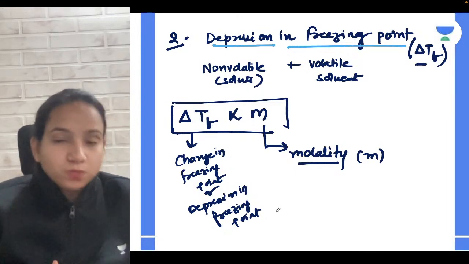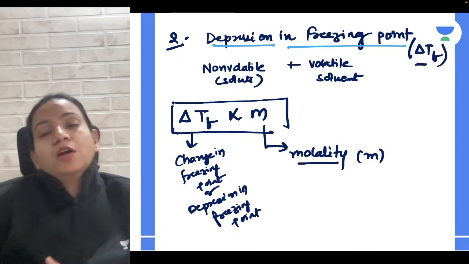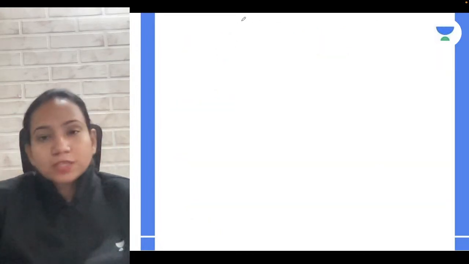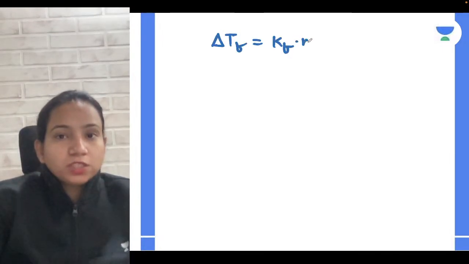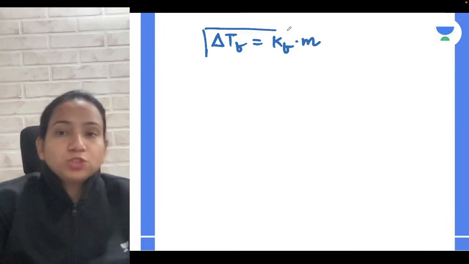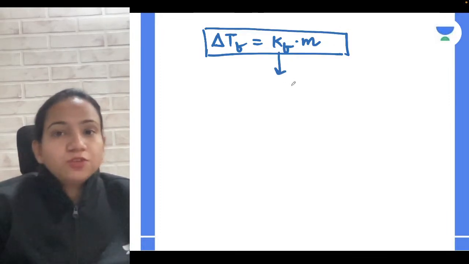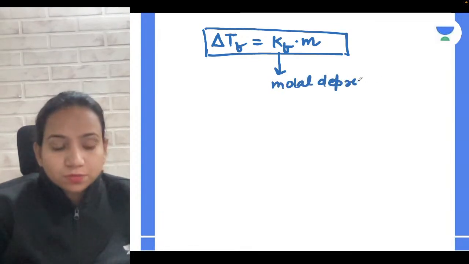Now, whenever you have any proportionality sign, you cannot solve any numericals related to it, so you have to introduce a constant. You will introduce a constant over here for removing the proportionality sign. So you will get Kf. What is Kf, guys? What is the name for it? It is called the molal depression constant.